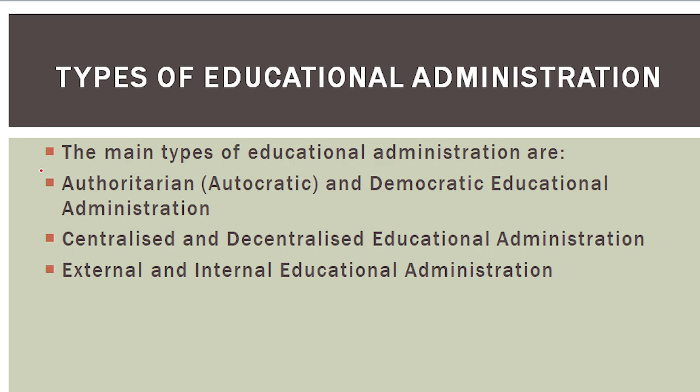The main types of educational administration are divided into three, and they are in dichotomy. That is, authoritarian, that is autocratic, and democratic educational administration. Second is centralized and decentralized educational administration. And third is external and internal educational administration. So these are the three major types of educational administration.